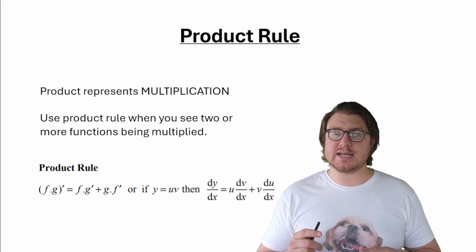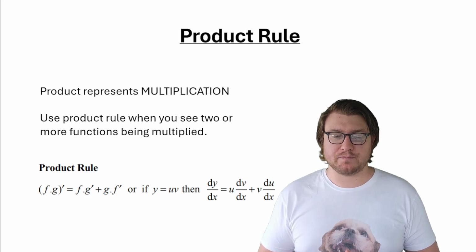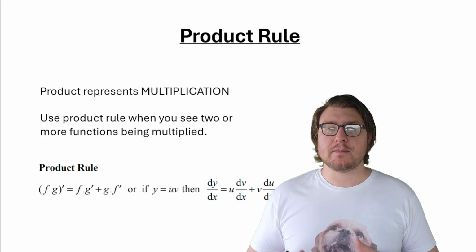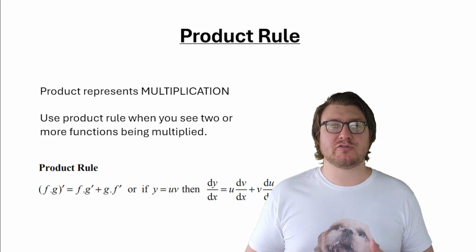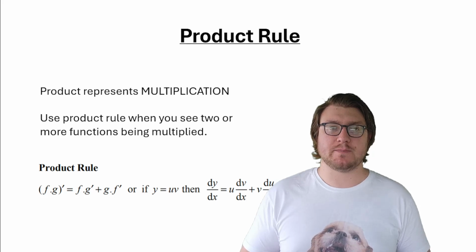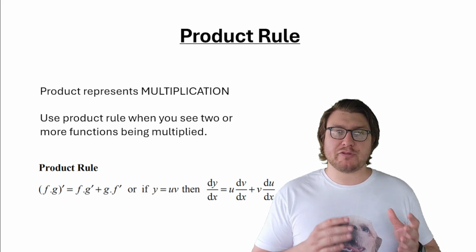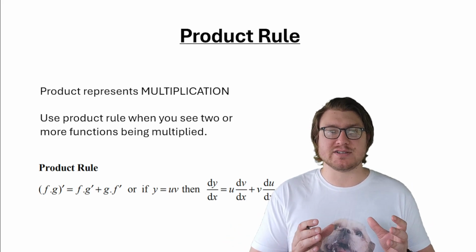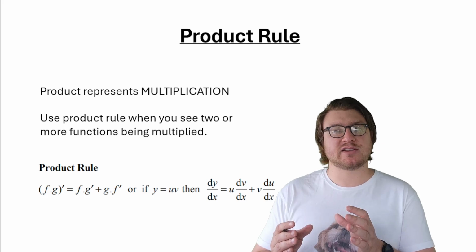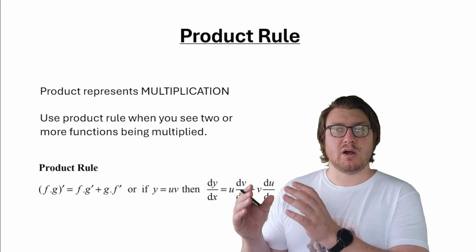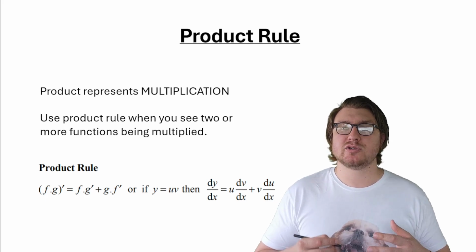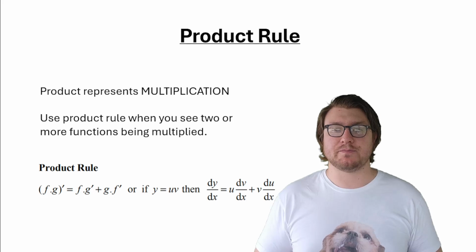The next part is going to be our product rule. Now, what does product mean? Product means multiplication. It comes from a multiplication question. When we have 3 times 4 is 12, 3 and 4 are our factors, so factor 1 times factor 2 is equal to a product. So the product is actually the answer to a multiplication question.